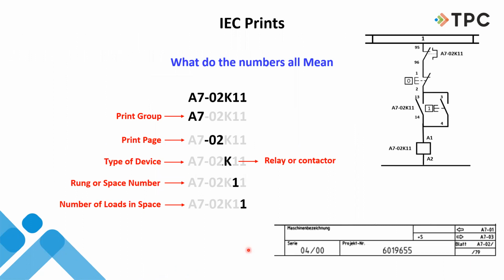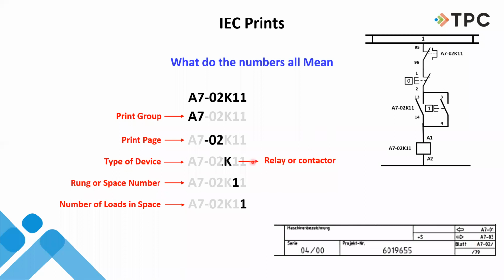We had that number A7-02K11. So Europeans are pretty good with print groups. So this is print group A7. So I could have A6 and A5, but this is A7. So that's where my number comes from, A7. It's going to be down here on my legend. Here's A7-01 and A7-3, and with some arrows. So this is saying the drawing before this was page 1. The drawing after this is page 3, and the drawing I'm on is page 2.